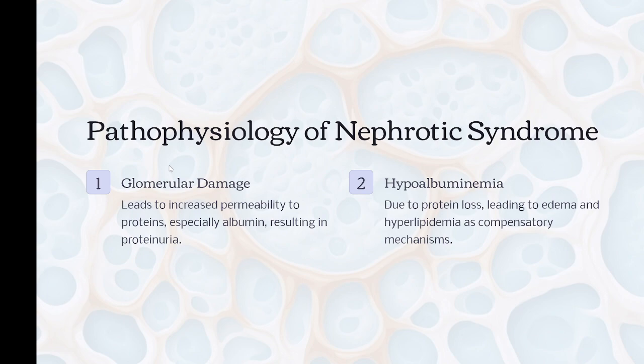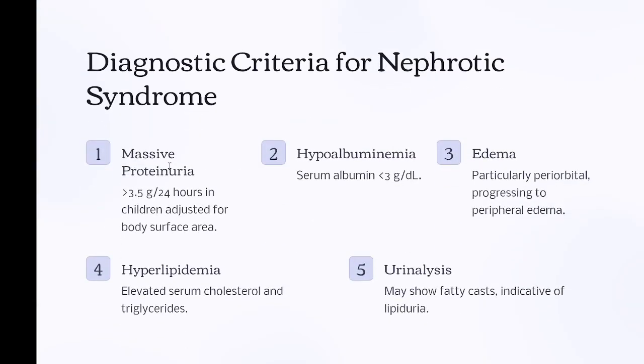Diagnostic criteria: massive proteinuria, more than 3.5 grams per 24 hours, in children adjusted for body surface area. Hypoalbuminemia, serum albumin less than 3 grams per deciliter. Edema, particularly periorbital, progressing to peripheral edema. Hyperlipidemia, elevated serum cholesterol and triglycerides. Urinalysis may show fatty casts indicative of lipiduria.